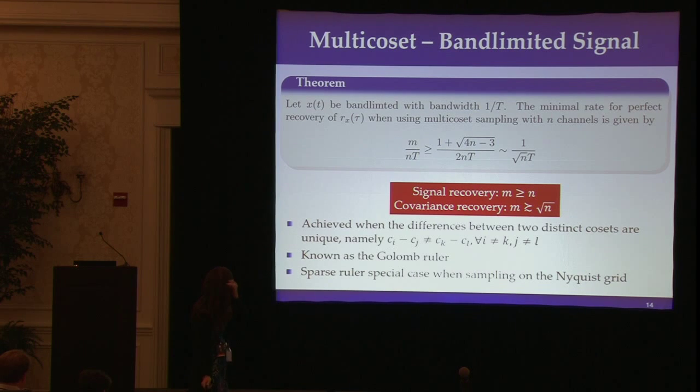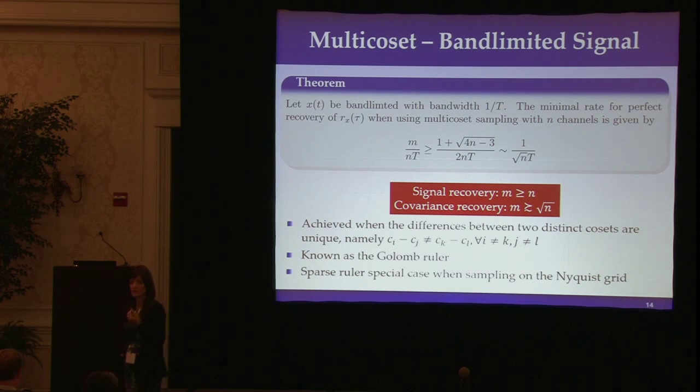But what we can show is that if we only want to estimate the covariance, then the number of points we need is square root of n. So we have a savings of the size of square root of n with respect to recovering the signal, because all we want is to estimate the power spectrum. And we can also characterize what types of multi-coset sampling enable that.